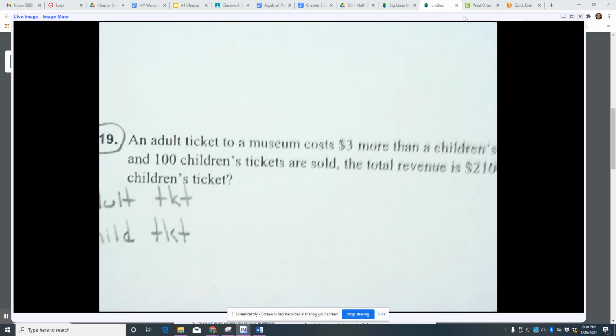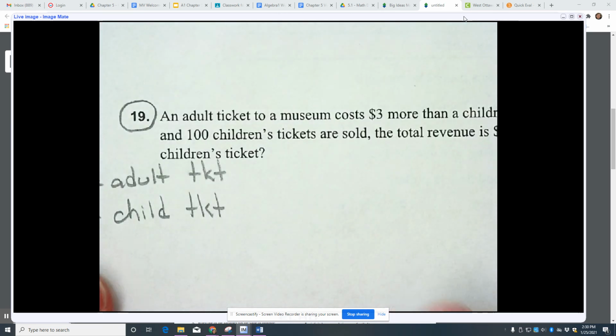Okay, I'm going to stop here, and in the next video I'm going to do this word problem.